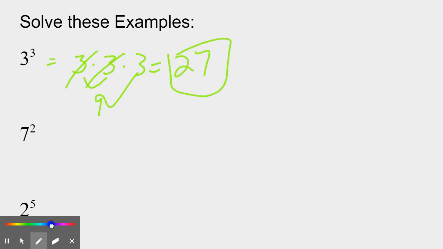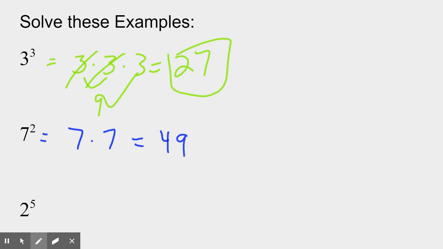Now let's take a look at 7 squared. This is the same as writing 7 times 7. And when I multiply those two numbers together, I should get 49. And last, 2 to the 5th power. This is the same as writing 2 times 2 times 2 times 2 times 2.